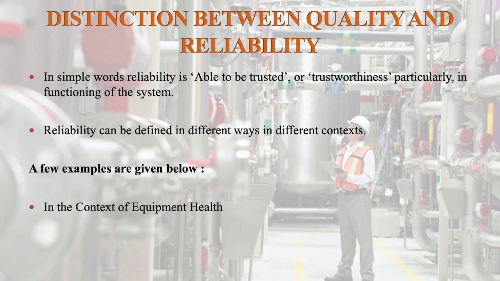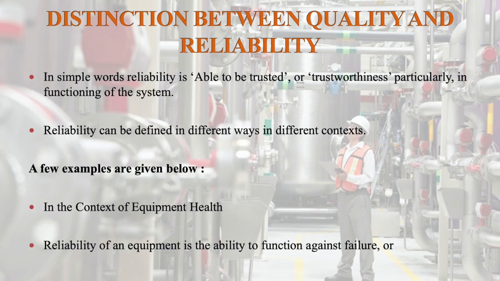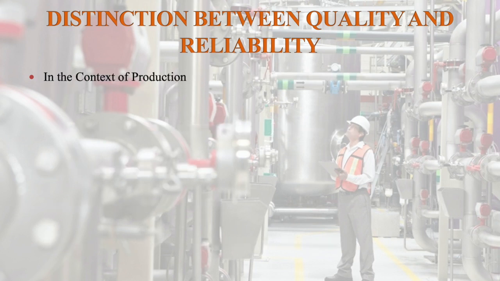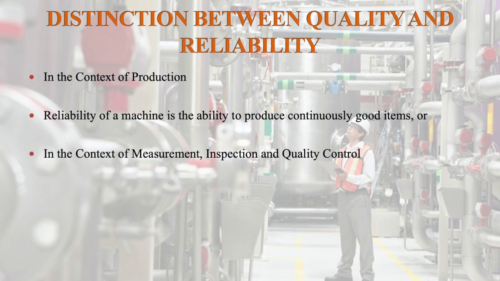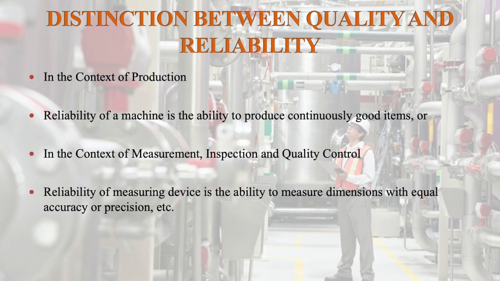In the context of equipment health, reliability of an equipment is the ability to function against failure. Or in the context of production, reliability of a machine is the ability to produce continuously good items. Or in the context of measurement, inspection and quality control, the reliability of a measuring device is the ability to measure dimensions with equal accuracy or precision.